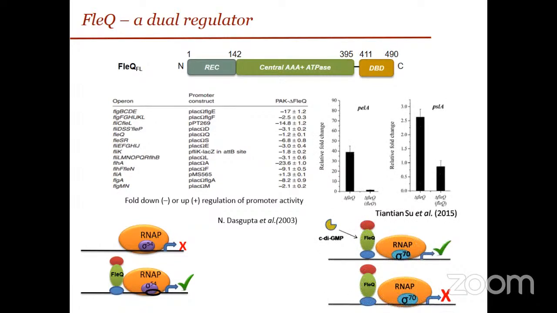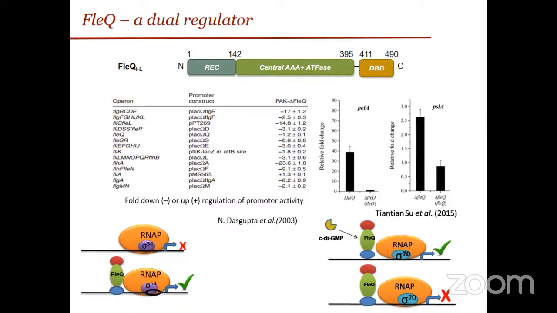Interestingly, in another study, it was found that when this protein is knocked out, flagellar genes are downregulated, but pel and psl genes become upregulated. These are the exopolysaccharides, which are important components of the biofilms, which means it's a repressor of pel and psl. So in the planktonic lifestyle of the bacteria, when it is free floating, flagellar genes are activated by FleQ and exopolysaccharide or biofilm genes are repressed by FleQ.